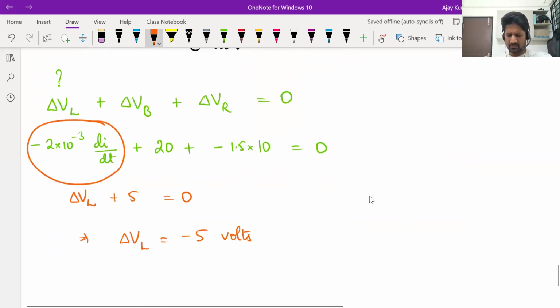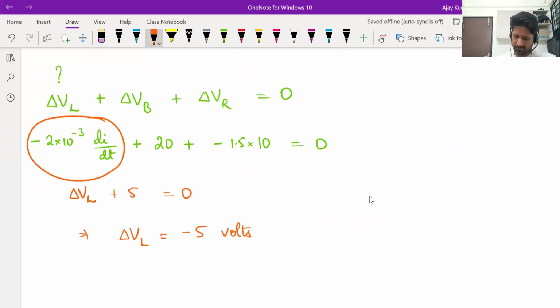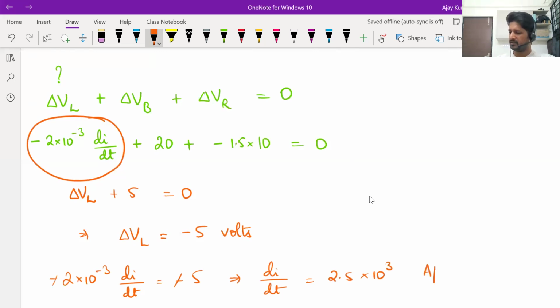And then you can get di by dt value also. Minus 2 into 10 power minus 3 di by dt is minus 5. Minuses cancel. 5 by 2 is 2.5. Send 10 power 3 that side. Di by dt becomes 2.5 into 10 power minus 3 this side goes that side and becomes 10 power plus 3 amperes per second.